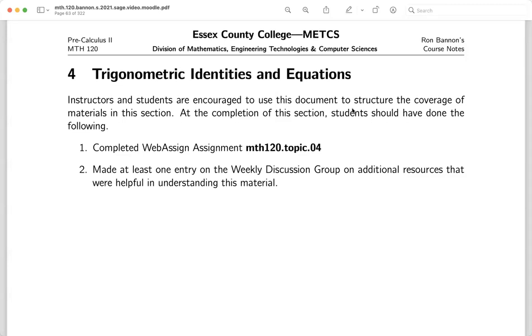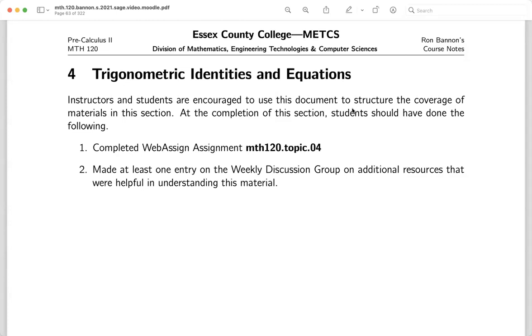Okay, we're in section 4 of the notes, and this is the section on trigonometric identities and equations. So, whether you're in my class or maybe another instructor using my notes, we want to encourage you to try to follow the structure of this document. All right, what does that mean? In section 4, we're going to cover basically trigonometric identities and equations. It's a tough section. We're encouraging you to follow this section.